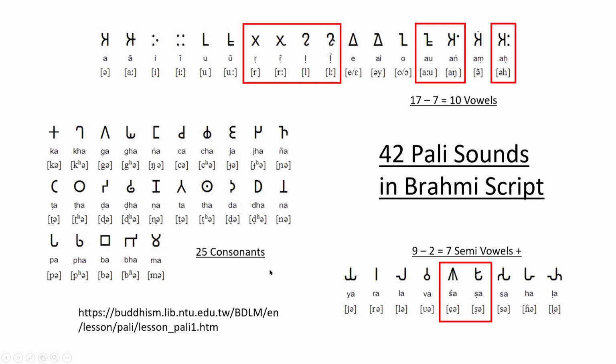And it has all the other things. It has the 25 consonants. It has only one sibilant, sa. It doesn't have these other two, sha and sha. So overall it has 42 scripts.